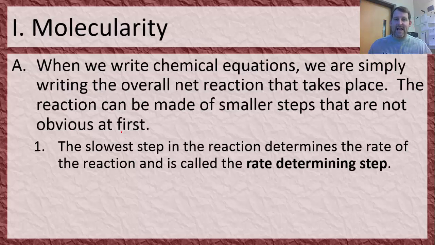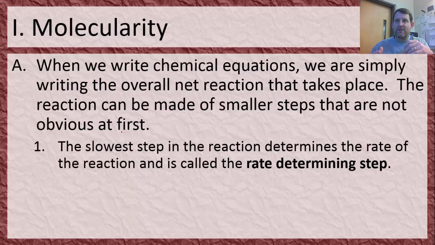Now, in these steps, if a reaction is made up of multiple intermediate steps, the slowest of those steps is what we call the rate determining step, because it determines how fast the reaction happens. So you can imagine it this way. You're on a team race, where your team isn't done until all four of your members cross the finish line.